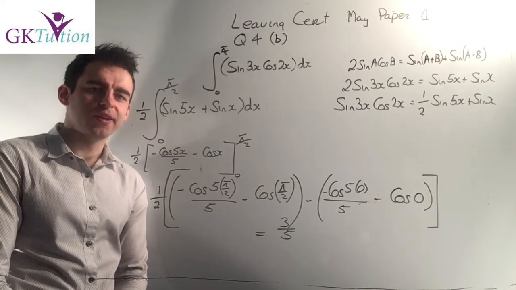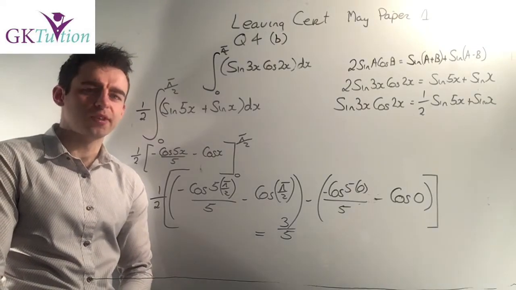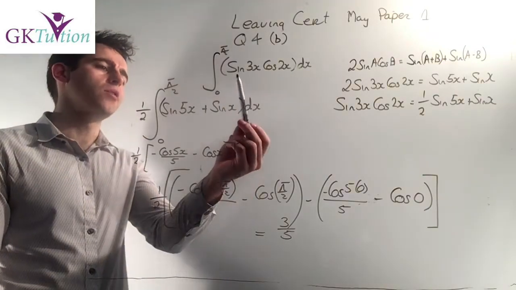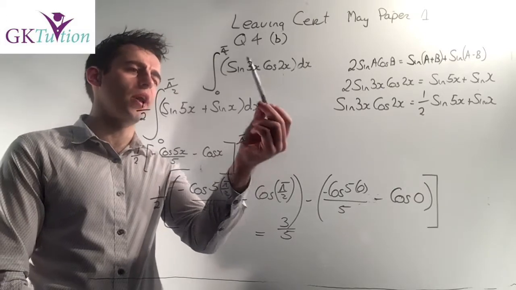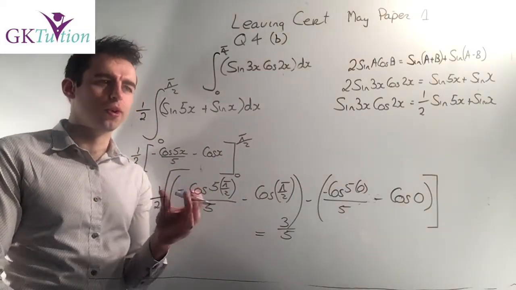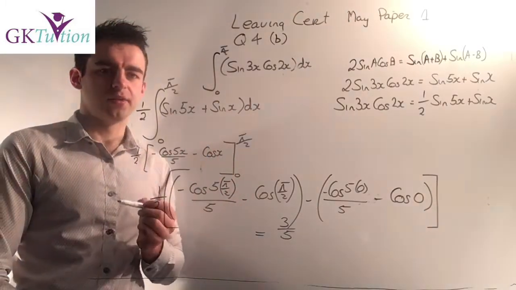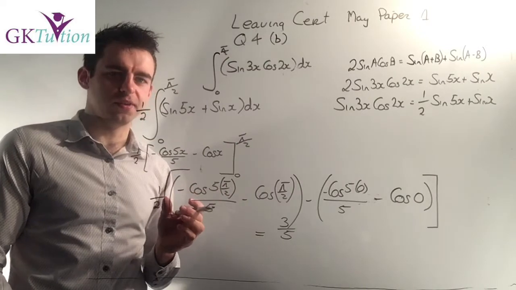Okay, now the second part of this question, students found a little bit trickier. There's 5 marks going for part B. You're asked to integrate sine 3x cos 2x from pi over 2 to 0. Now there's no product rule on the course. We've never done anything where you're integrating a sine by a cos, which means you have to simplify this somehow.